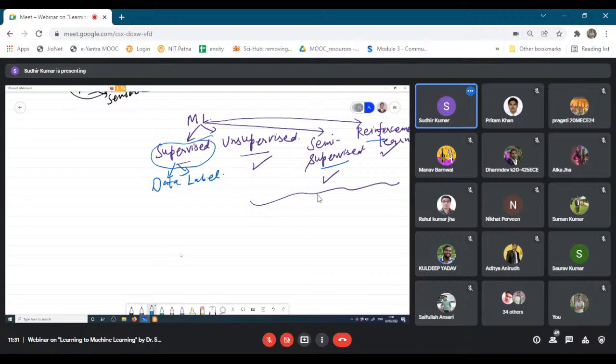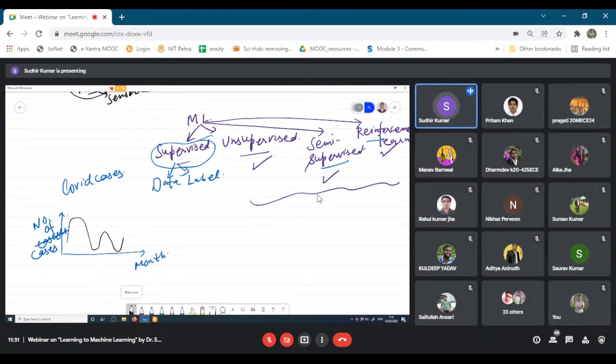Okay. Let me take one example. Let us say the COVID cases. On the x-axis, let us say we have the number of days, or you can say the month. On the y-axis, let us say we have the number of cases. Sorry, spelling is wrong. CASES. And you know that it follows some pattern, like it goes like this, then goes up like this. Now we are somewhere over here, and it will further decline.